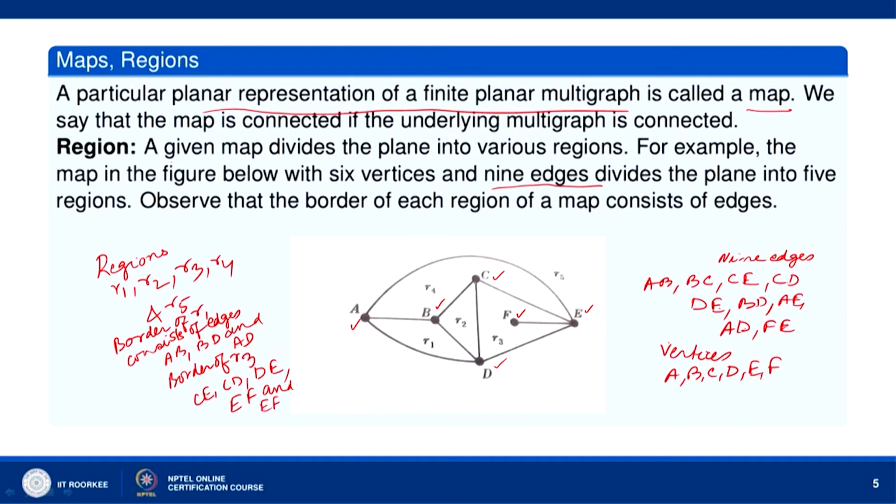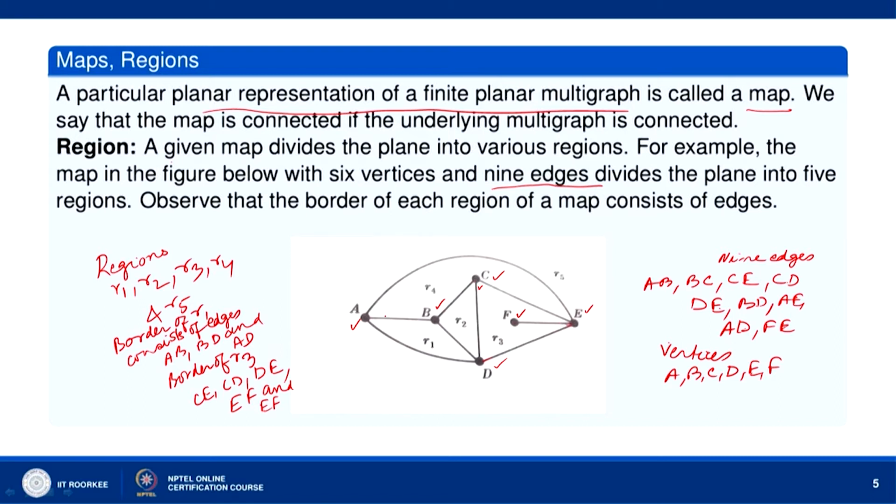If you start with the vertex C, then you follow CD, DE, EF, then FE, then EC. We can start with C and reach C. Only what we have to do is move in the direction EF and then back from F to E. So by following the path CD, DE, EF, FE, EC, we can go to C, and therefore it is a closed path. So the border of R3 consists of edges CD, DE, EF, FE and EC.